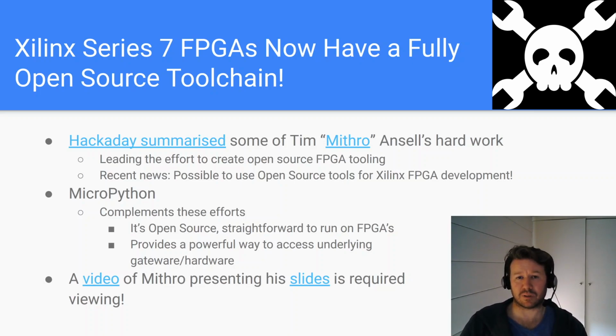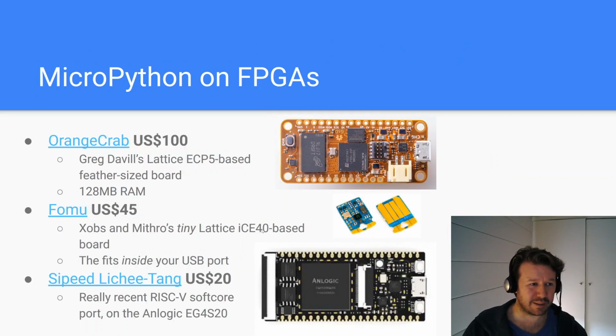MicroPython's a good fit here because it allows you to put a MicroPython port into your softcore RISC-V, for example, and then you can control the other things on that FPGA by exposing them. So there's a lot of moving parts in this, but MicroPython's a really nice complement to some of those efforts. And we've got some good devices now that are coming out.